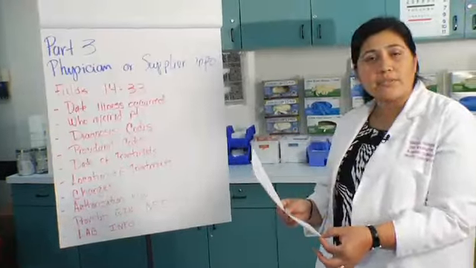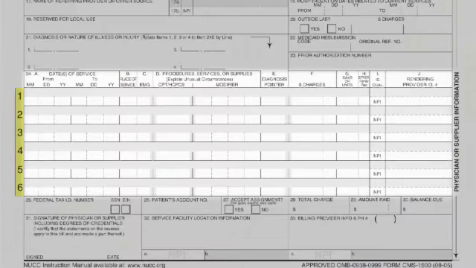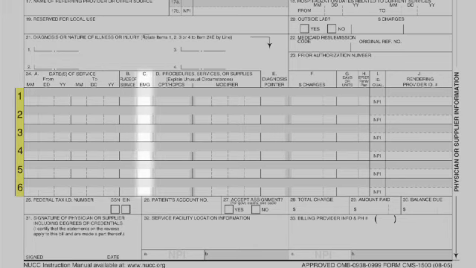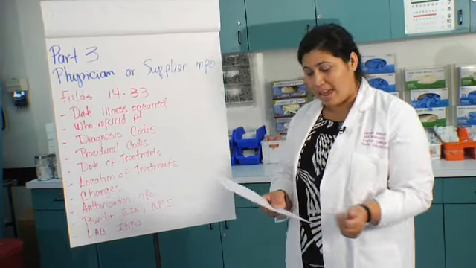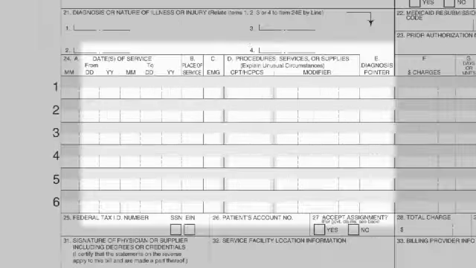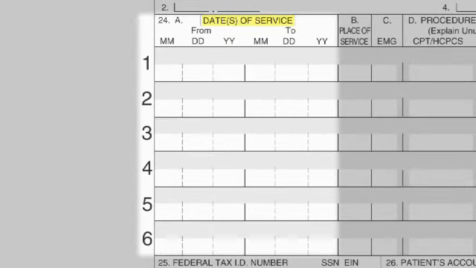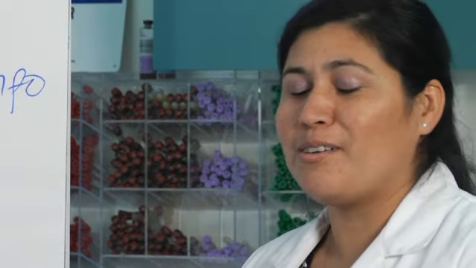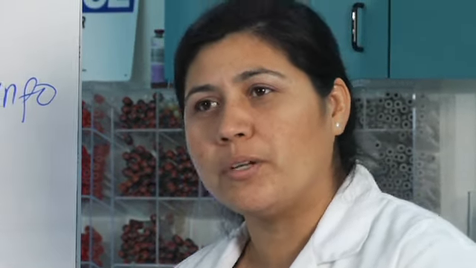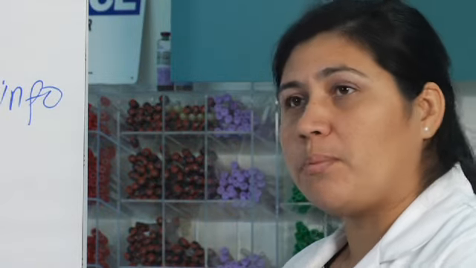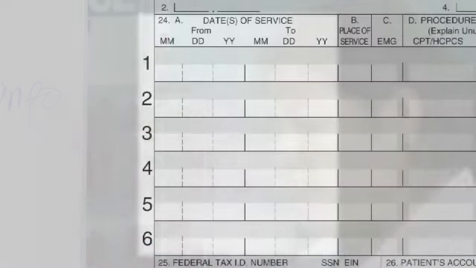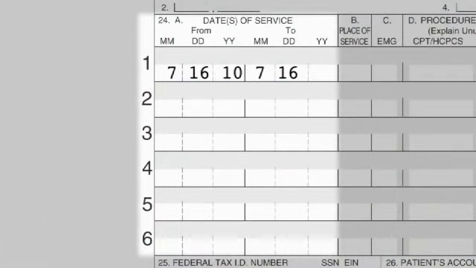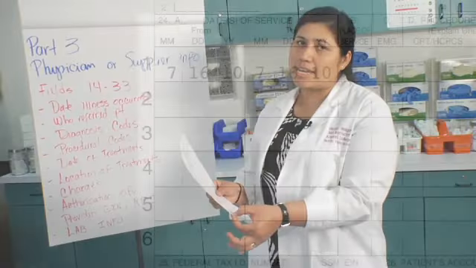So we have 6 fields there, and 24 is divided into A, B, C, D, E, F, G, H, I, and J. So we need to be sure that we're completing all of them, A through J. So 24A is dates of services. If the patient came in today on 7/16/10, that's where we're going to put in the claim. So the services were provided today and ended today. So we're going to do 7/16/10 to 7/16/10. That's part A of the claim.